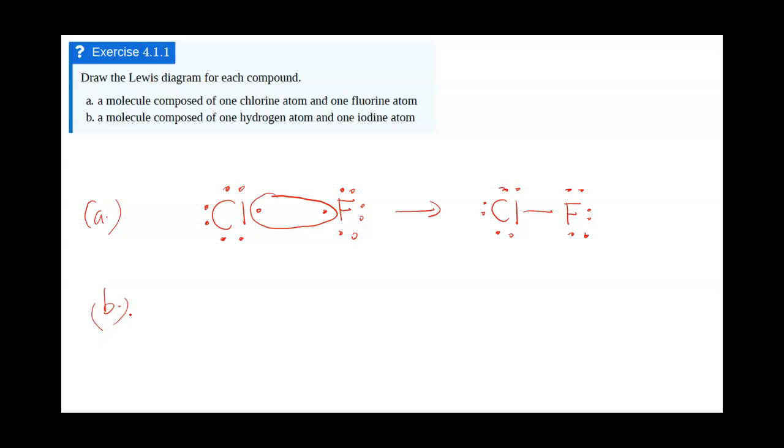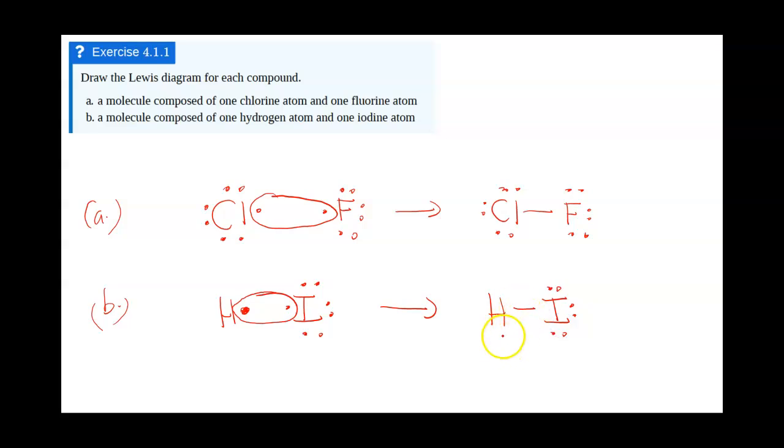Let's move on to the next one. So it says a molecule composed of one hydrogen atom. So hydrogen's in group 1A, gets 1 dot. And 1 iodine. And iodine is in group 7A, so it gets 7 dots around it. And again, hopefully you can see that by pairing up these unpaired dots, hydrogen will get a duet, which is its preferred electron arrangement, and iodine will get an octet.